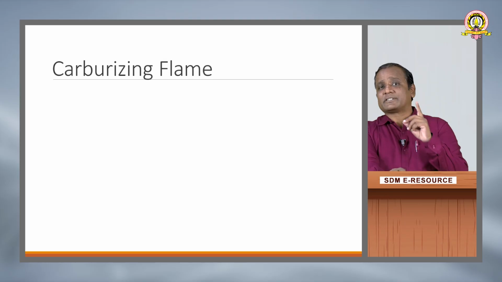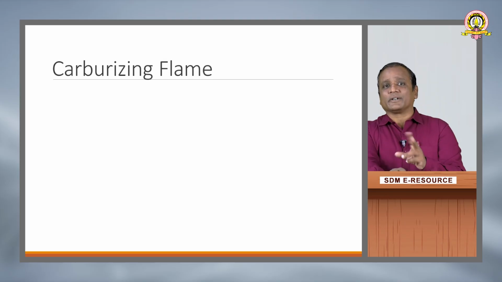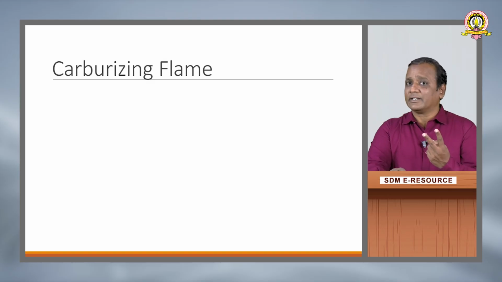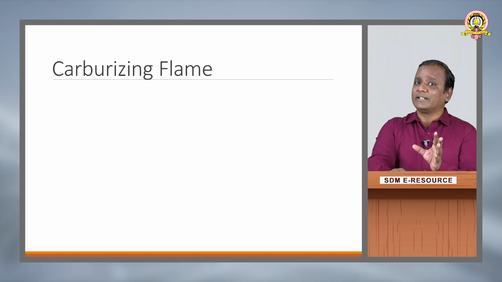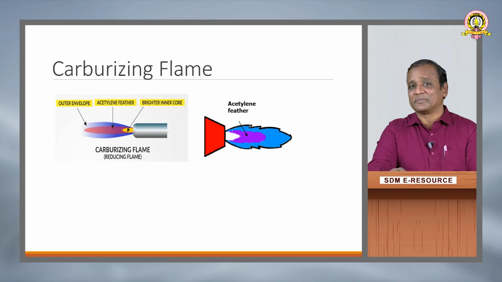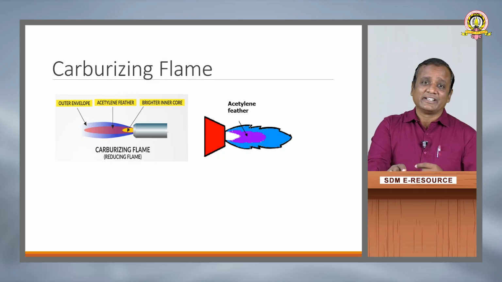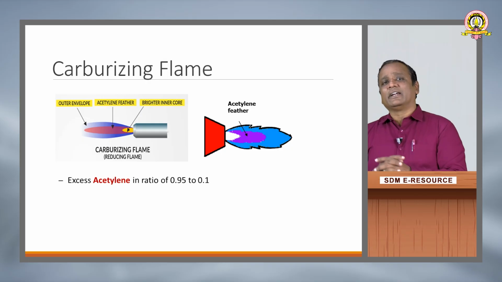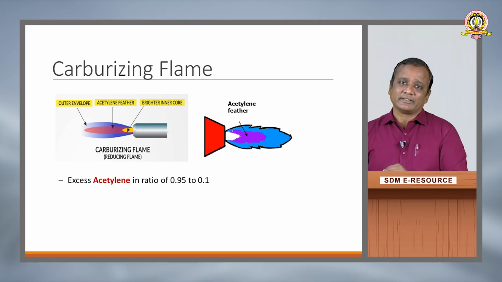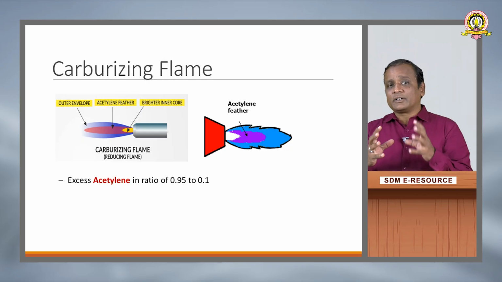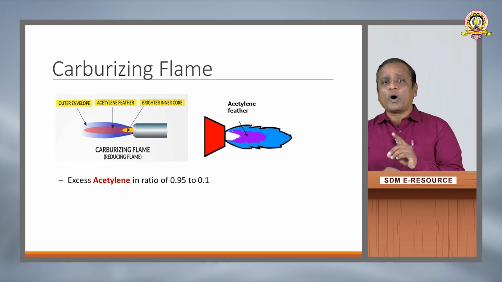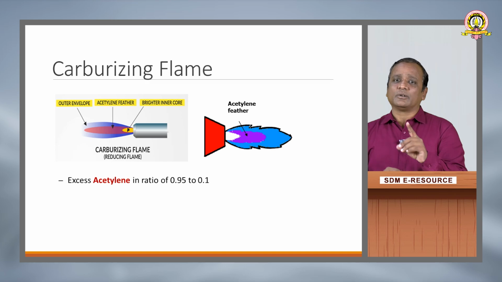Now let's go to the next flame, which is the carburizing flame. Again, in the first case, neutral, oxygen and acetylene are the same in ratio. Second case, oxidizing, where oxygen is more compared to acetylene. And the last one, carburizing flame. Make a point here. It is the one where acetylene is in excess and oxygen is less in content. In other words, the content of acetylene gas is more compared to oxygen, in a ratio of 0.95 to 0.1.